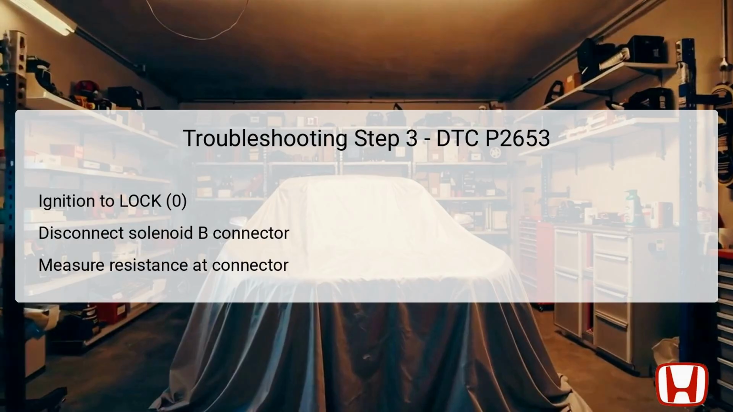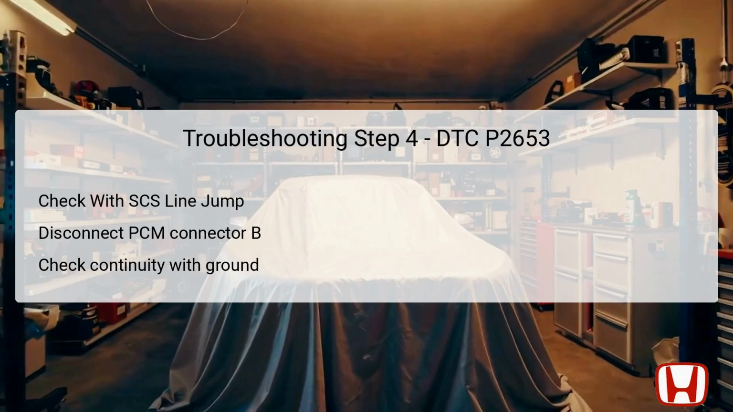Using a multimeter, measure the resistance between terminals number 1 and number 2 of the connector. This resistance should ideally fall within the range of 13.9 to 16.9 ohms at room temperature. A reading outside this range could indicate a problem with the solenoid itself, necessitating replacement or further examination.